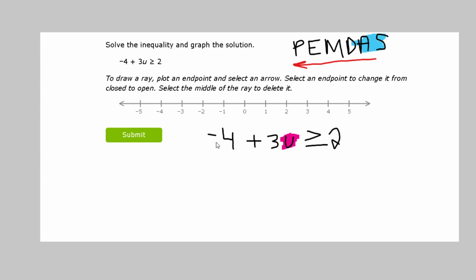Okay, you should have said, all right, well, we have this negative 4 here that we're adding to 3 times u. Remember, we don't write it in there, but this is multiplication. So multiplication comes next, but we're not there yet. So we have to deal with this first. So we have to think about what do we need to do to get rid of this minus 4? Well, what if you add positive 4?